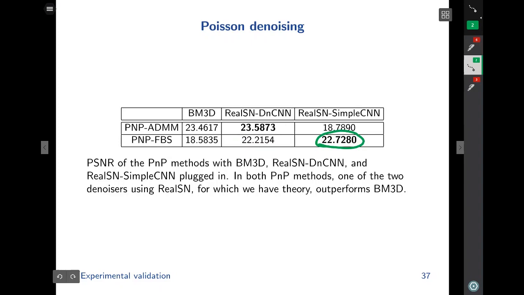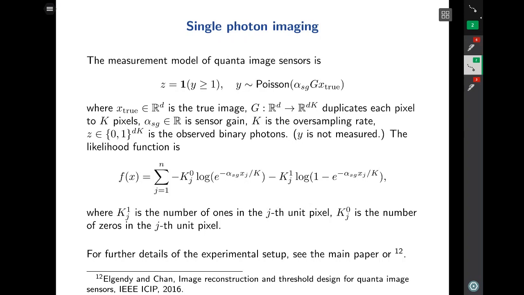In the next experiment, we consider single-photon imaging with a quanta image sensor. Under this model, we measure Z, which depends on the unknown random variable Y. The random variable Y represents the number of photons hitting the sensor. This sensor is capable of detecting whether a photon has or has not hit the sensor. However, if more than one photon hits the sensor, it is incapable of knowing how many photons have hit the sensor. Therefore, the measurement Z represents whether there was one or more photons that hit the sensor.